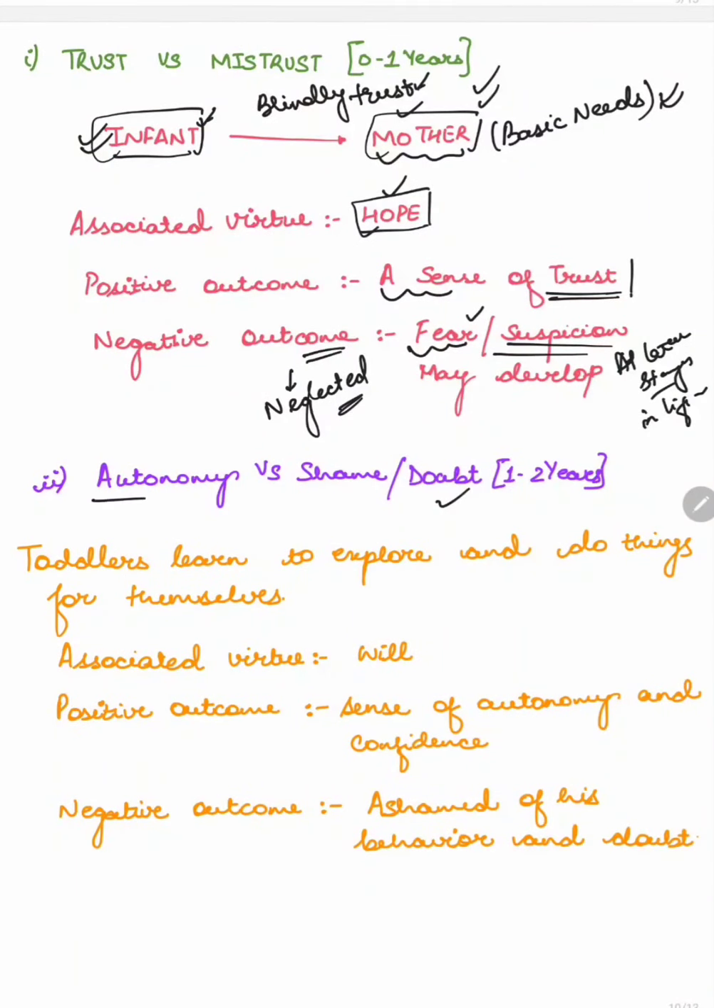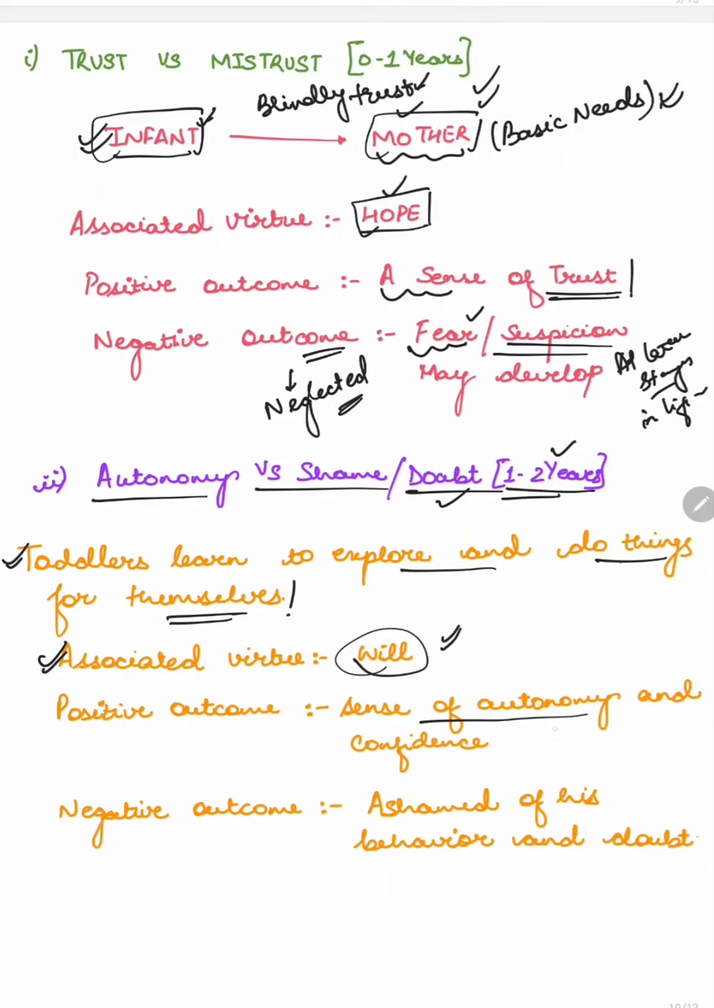Now the second stage is autonomy versus shame or doubt, which is from 1 to 2 years of age. At this age, the toddlers learn to explore and do things for themselves, right? So their self-control and self-confidence will begin to develop at this stage. The associated virtue is will. The positive outcome, if the child is encouraged to explore, a sense of autonomy or a sense of confidence will be developed in the child. But if the parents are overprotective, then the child will be ashamed of his behavior and will doubt his abilities, right?